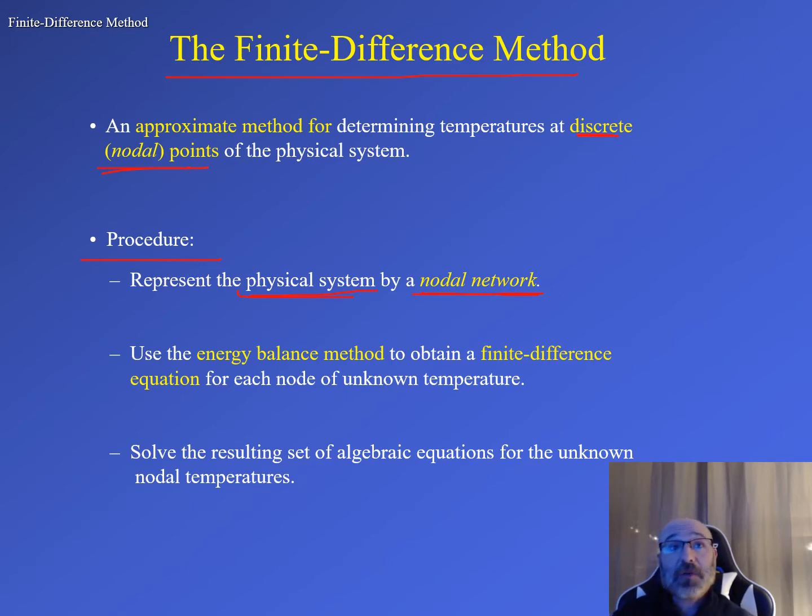Second step in our procedure, we're going to use that energy balance method, go back to our general energy balance equation, in order to obtain a finite difference equation for each node of unknown temperature. So again, we're going to do this for each node separately. Last step in our procedure is we're going to solve the resulting set of algebraic equations for the unknown nodal temperatures. So we're going to develop these equations, look at what's unknown, and go through and actually solve for those unknown values.